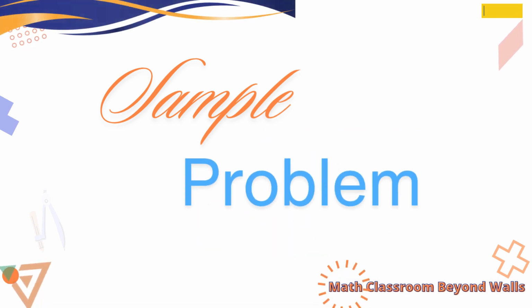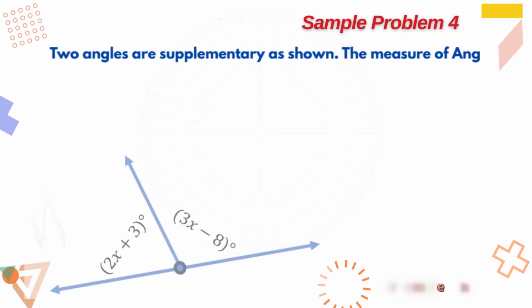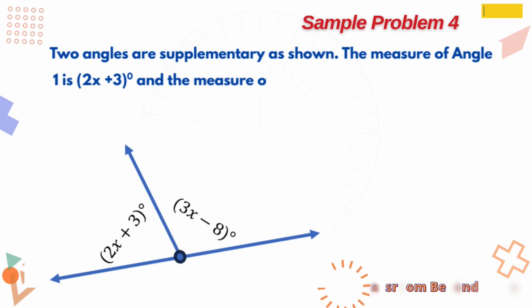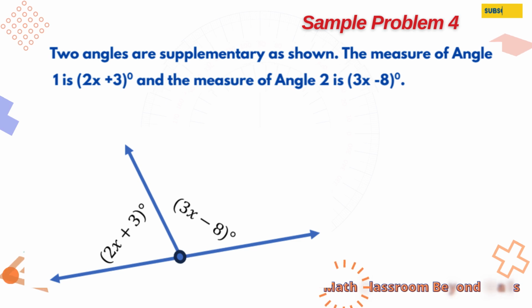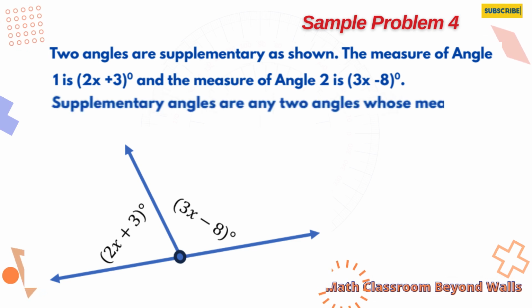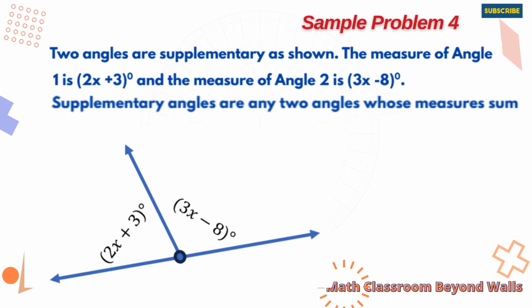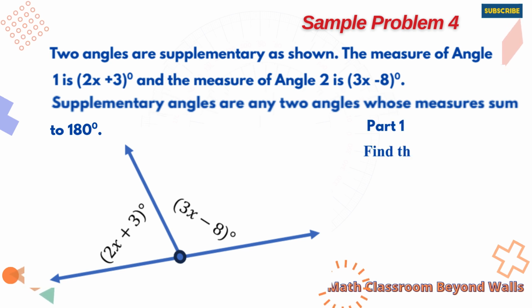Let us move on to sample problem 4. Here is the problem. Two angles are supplementary as shown. The measure of angle 1 is 2x plus 3 degrees, and the measure of angle 2 is 3x minus 8 degrees. Supplementary angles are any two angles whose measures sum to 180 degrees. Part 1, find the value of x.